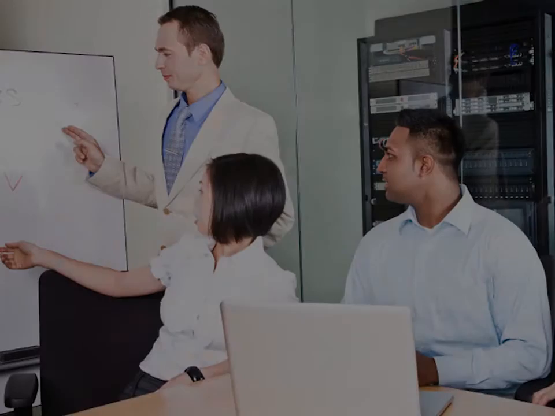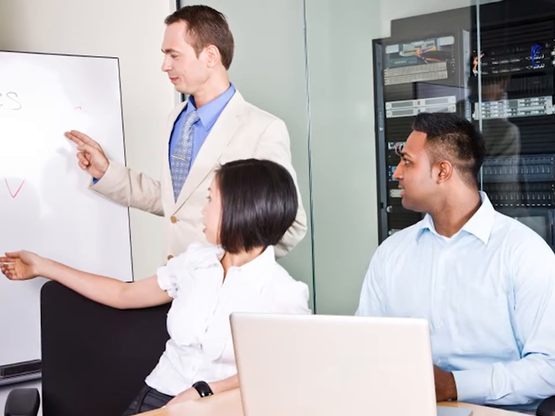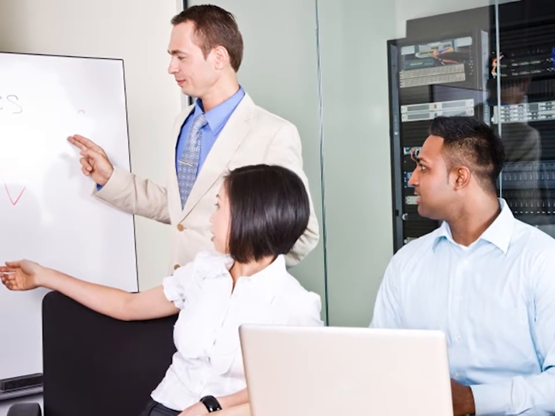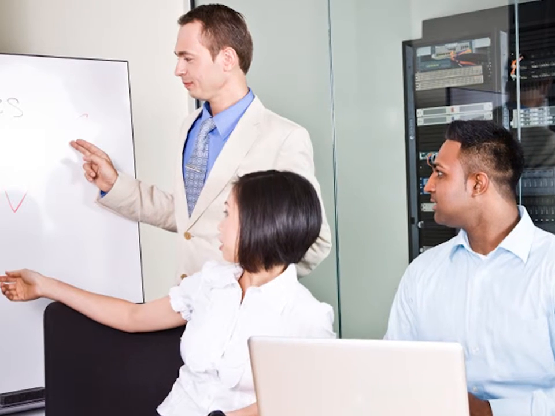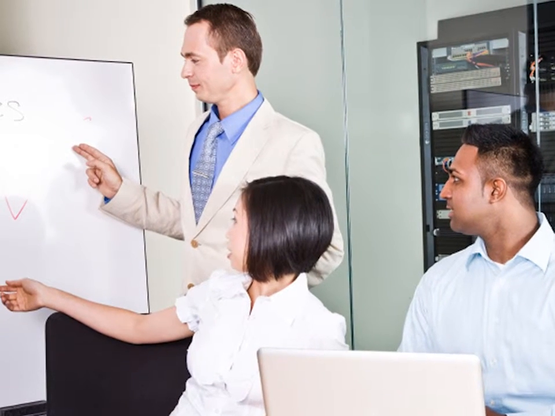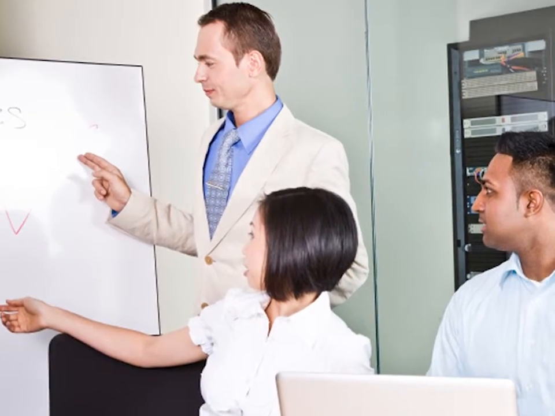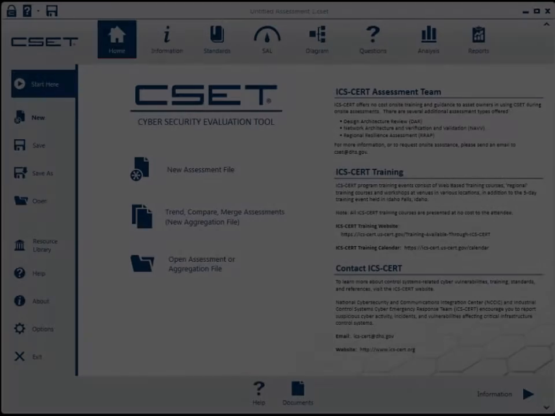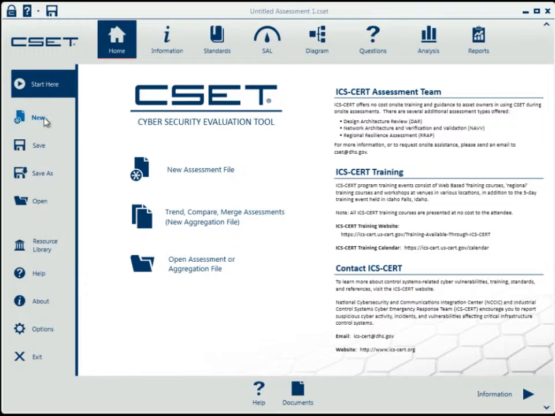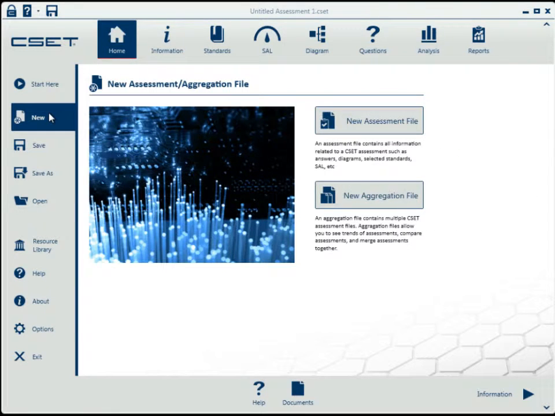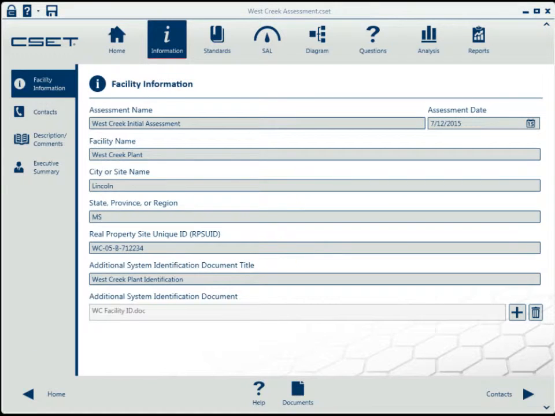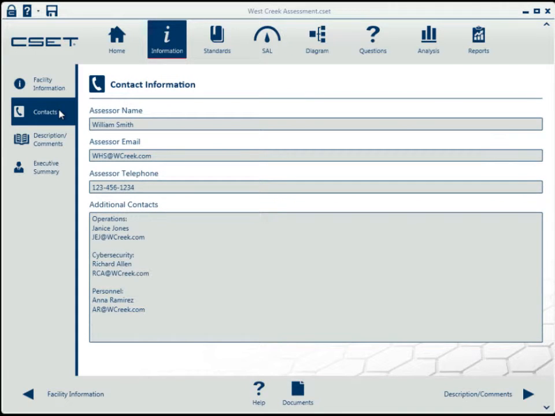The process starts by the formation of a team of control system engineers, network administrators, IT specialists, cybersecurity staff, and managers. CSET assessments cannot be completed effectively by one individual. At the start of a new assessment, select New and then click New Assessment File. Enter information that identifies the facility being assessed and the assessment team members.